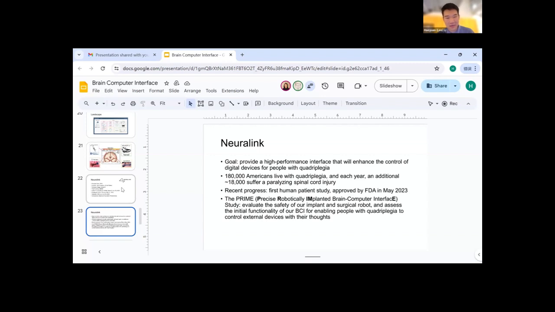And this study is called PRIME, which is precise robotically implanted brain-computer interface. And its aim is to evaluate the safety of their implant and surgical robots and assess the initial functionality of their BCI for enabling people with quadriplegia to control external devices with their thoughts.